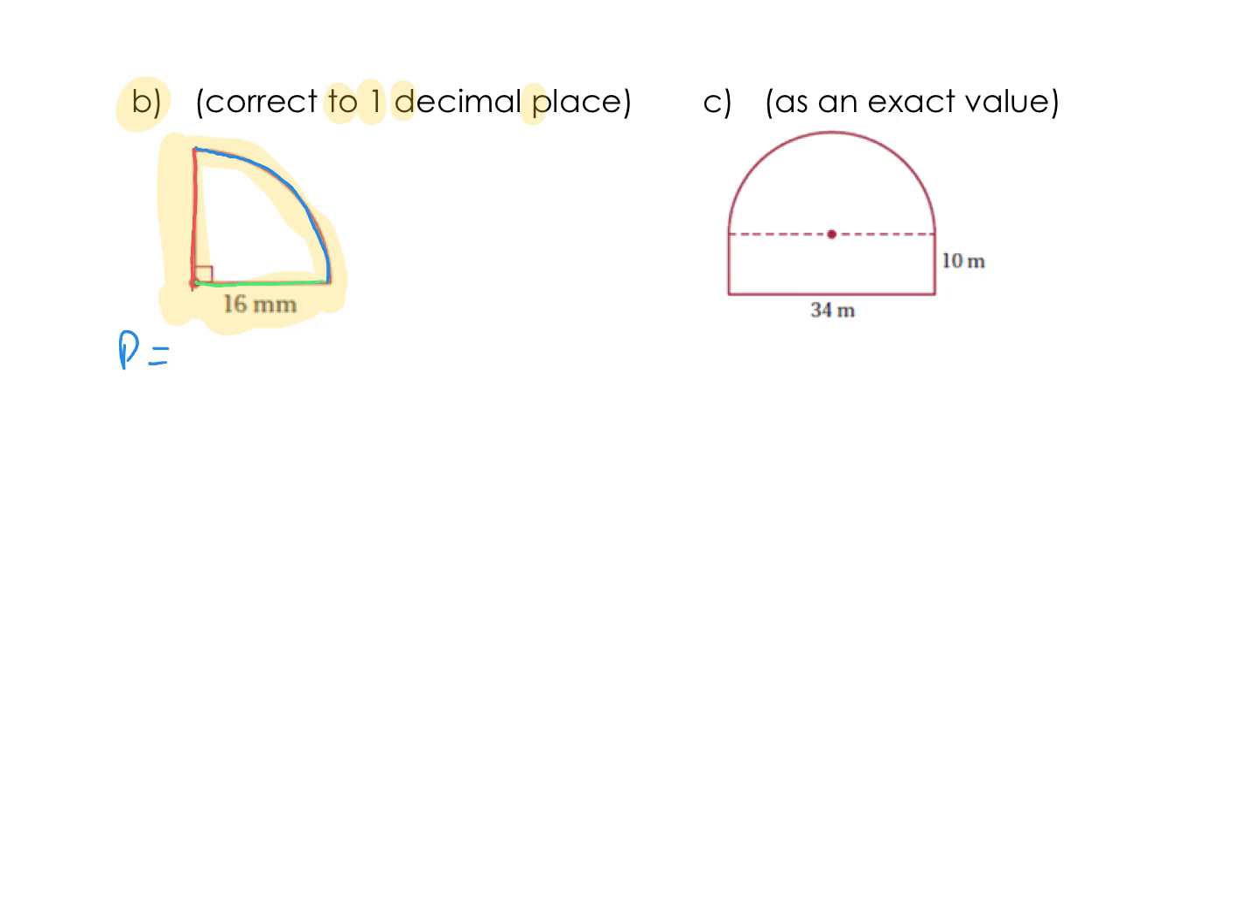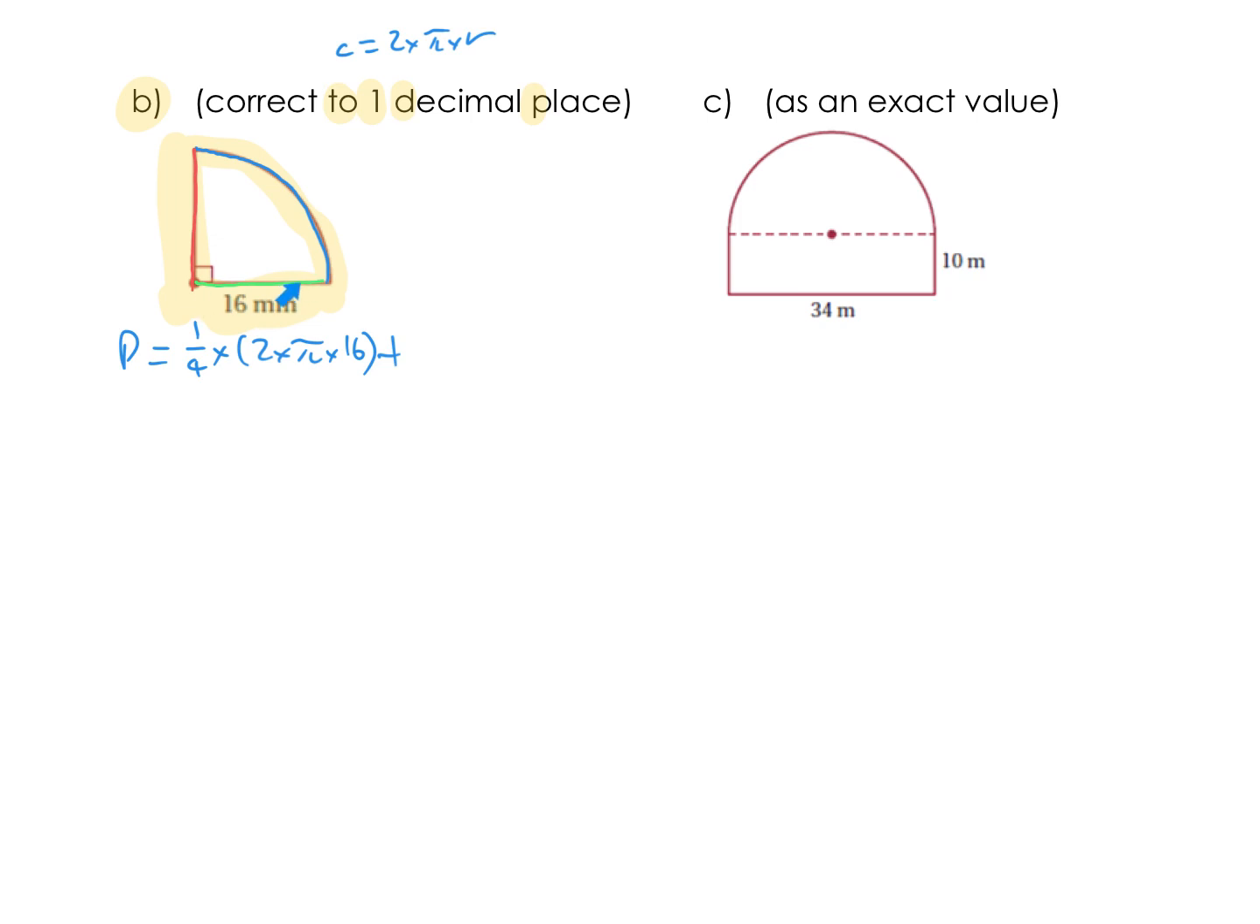What's our curly bit? Well, it's a quadrant. Clues in the name. It's a quarter of a circle. What is the perimeter of a circle? It's the circumference. Which formula am I going to use? Is this a radius or a diameter? It's a radius. 2 times pi times r. Twinkle, twinkle, little star. Circumference equals 2 pi r. And I'm just going to put the number straight in. The number is 16. All right, that's the blue bit. We need to add the red bit and the green bit, and we're done.